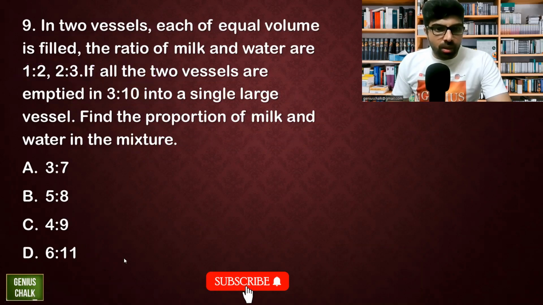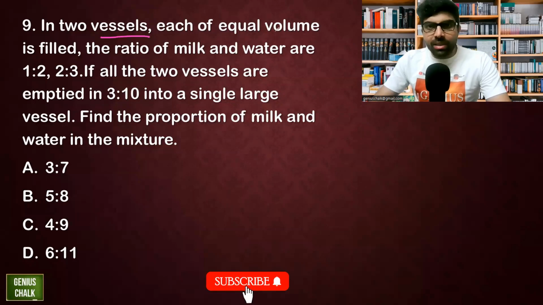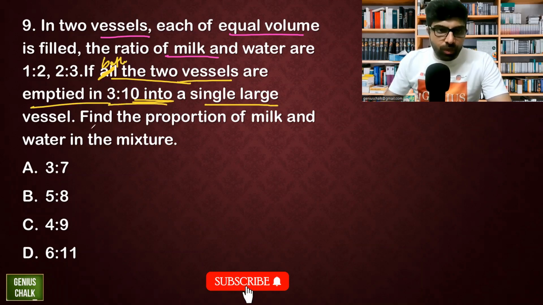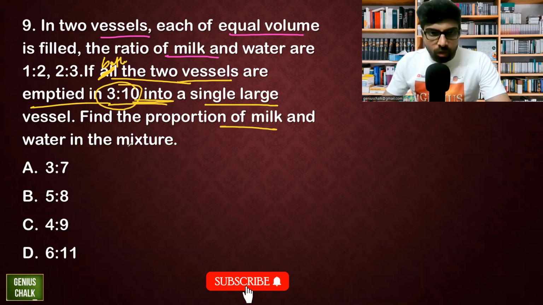Next, now if there are 2 vessels each of equal volume and the milk water ratio is given, what it says is, if both the 2 vessels are emptied in a third large vessel in this ratio, find the proportion of milk and water in the mixture. Now here the next type will start, so see very carefully.